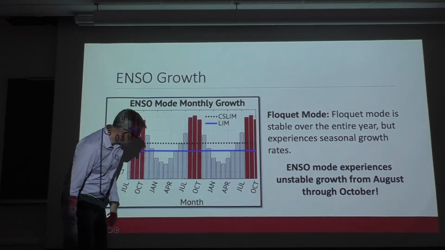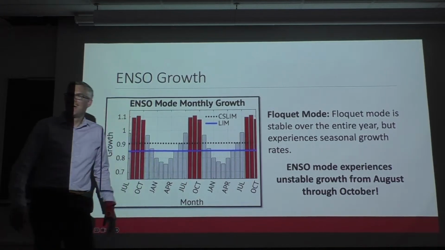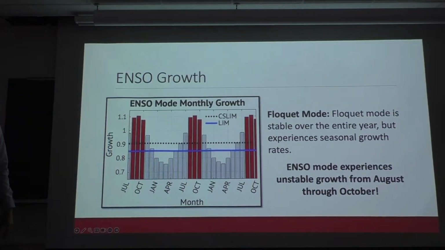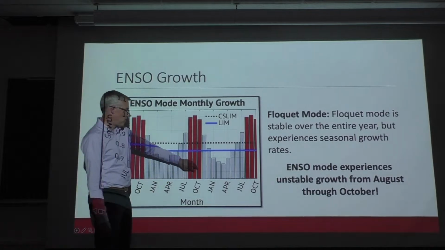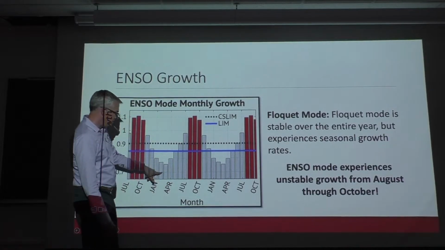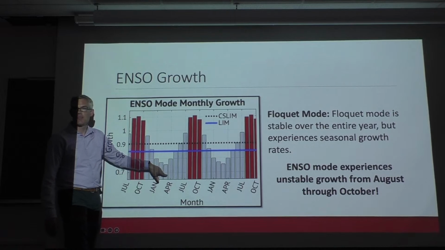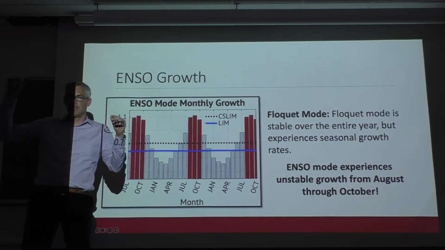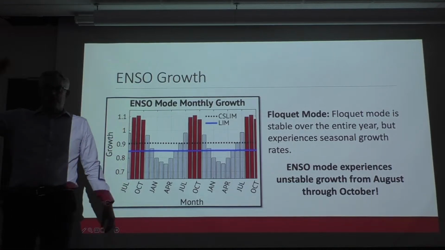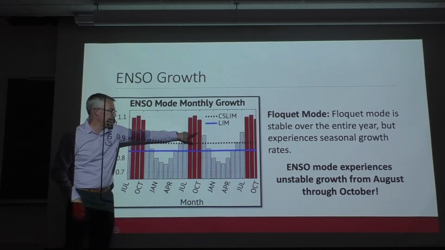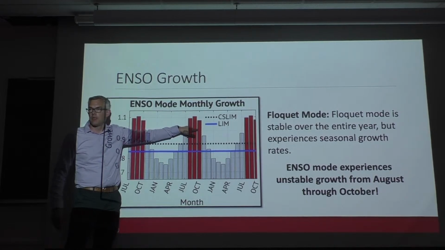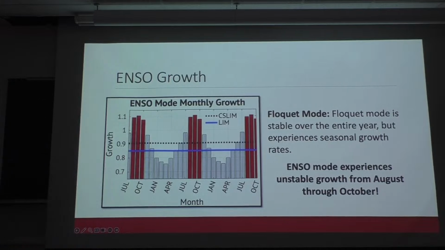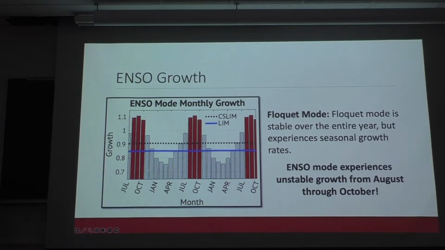I'm sorry, August, September, October, yeah. The beginning of boreal fall here, right? And then it's very stable in March and April. That's really important. Remember, we saw that for the linear inverse model, the Niño 3.4 index was peaking too early. It didn't have this growth period that we're seeing with the cyclostationary LIM. So that seasonality is critical in allowing that system to continue its growth through its trajectory here.